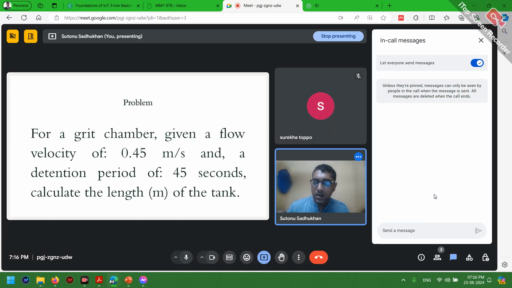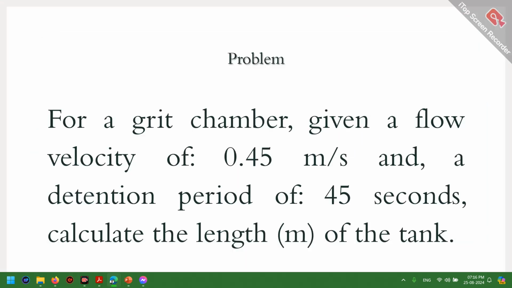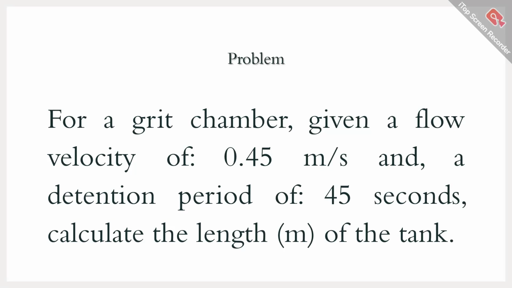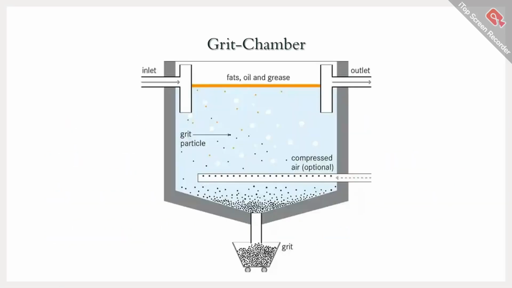The detention, okay. So I'll repeat what a grit chamber is and the parameters, to make it clear. The flow velocity is 0.45 meter per second and the detention period is 45 seconds. So what is basically a grit chamber? It is a chamber where water contains grit, that is very large particles, but they are not dissolved in water. So these are undissolvable particles.